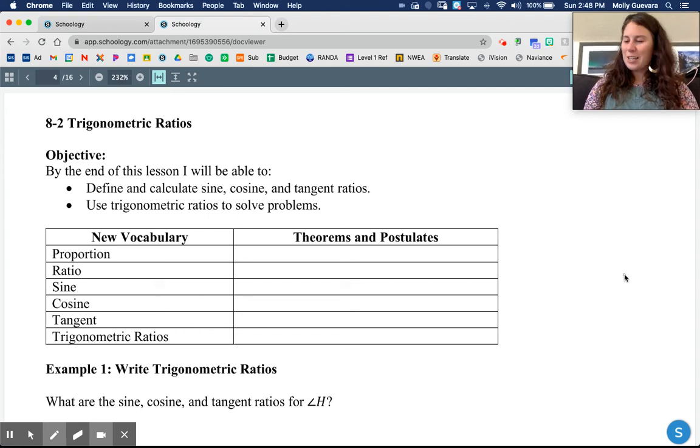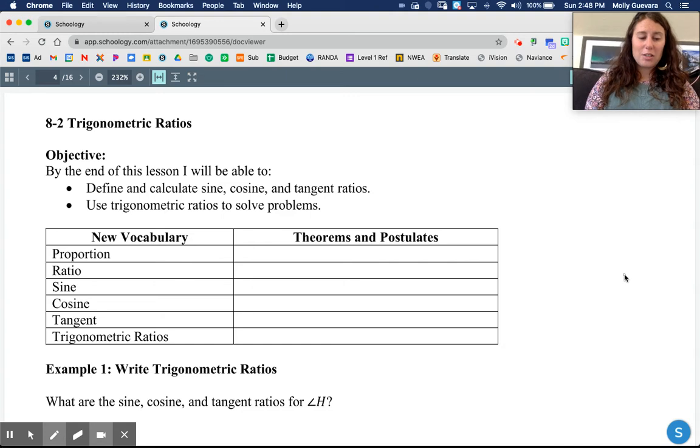Hello. Welcome back. We're going to do 8-2 today. And this is really exciting. We're going to start our first look at what we call trigonometric functions or ratios, or just trig ratios. You'll hear me say more trig ratios because it's way faster. We usually just say trig ratios to shorten it down.